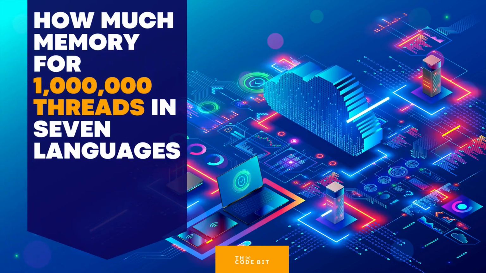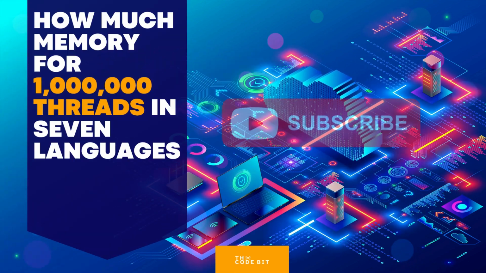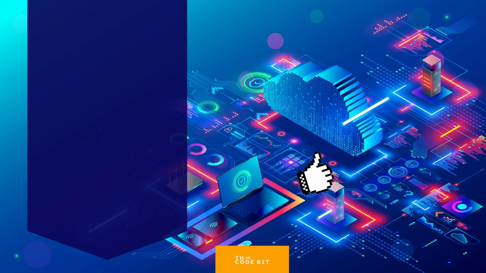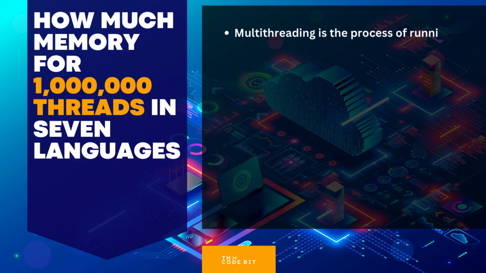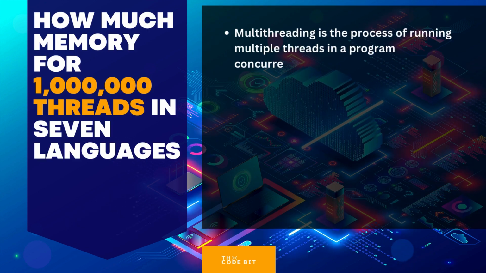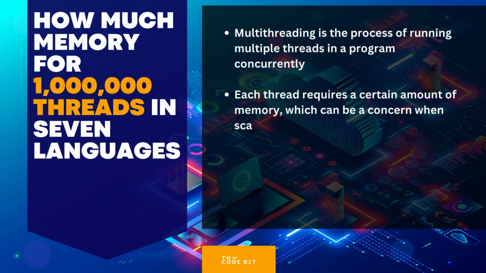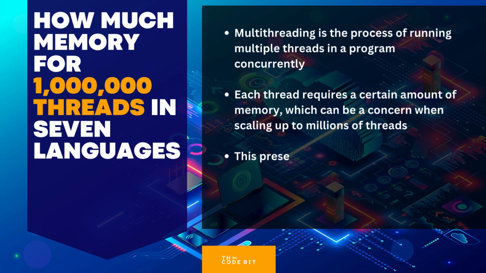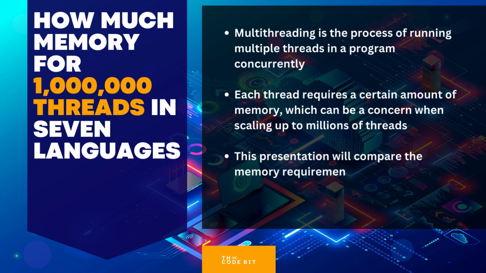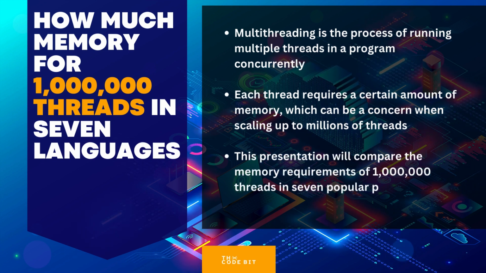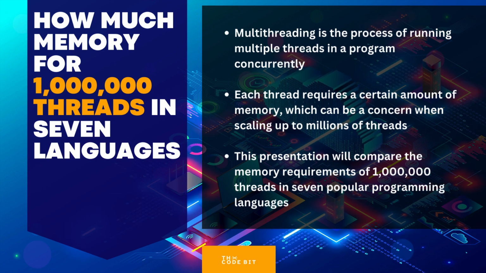How much memory do you need for 1 million threads in each programming language? Multithreading is the process of running multiple threads in a program concurrently. Each thread requires a certain amount of memory, which can be a concern when scaling up to millions of threads. This presentation will compare the memory requirements of 1 million threads in 7 popular programming languages.